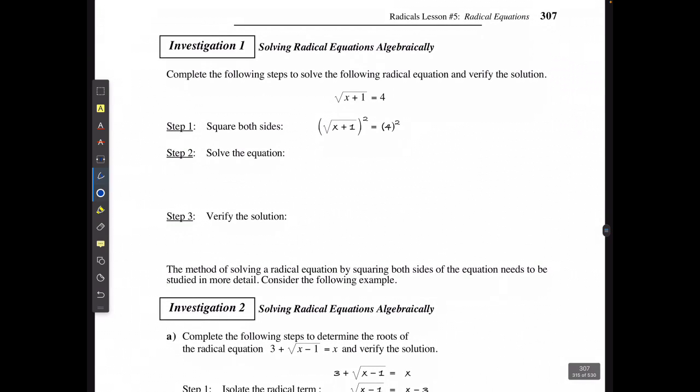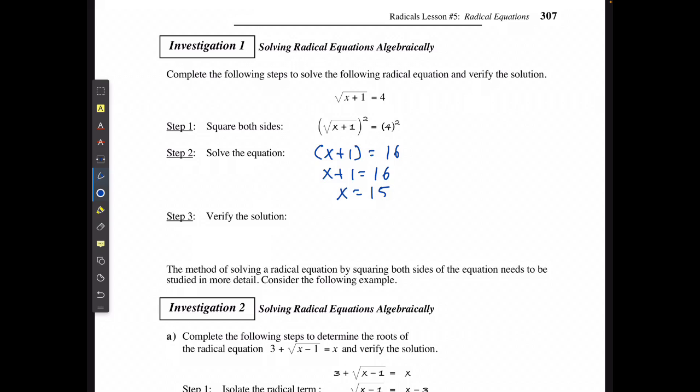We also need to be able to solve these algebraically. So in this case, because it's already isolated for the square root, I'm going to square both sides, which means that from what we have experienced before, if I take the square root of something squared, it cancels out the square root, which means that this would just become x plus 1. And 4 squared is going to be 16. If x plus 1 is equal to 16, when I subtract 1 from both sides, x is equal to 15.